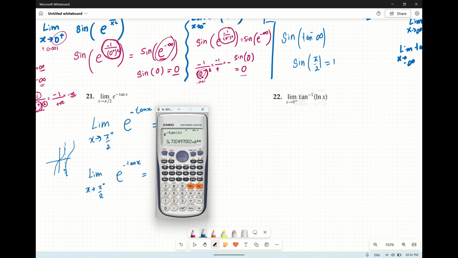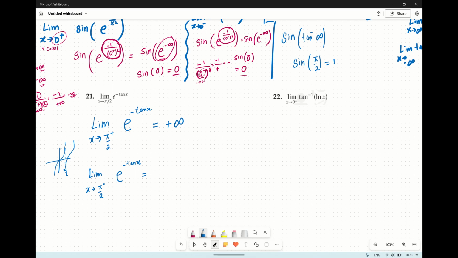So now look, what did the calculator give me? Minus 3.73 times 10 to the power negative 44. Again, I told you this before. Whenever I see a number times 10 to the power negative, a very large negative, this means that this is 0. So now look at this. Limit from the right is not the same as limit from the left. So what does this mean? That this limit here does not exist.